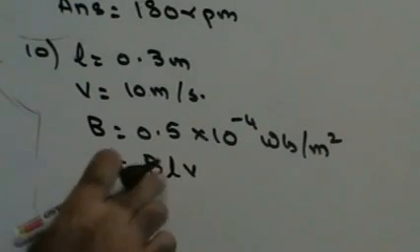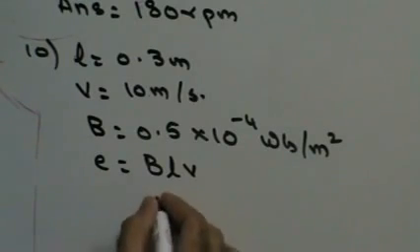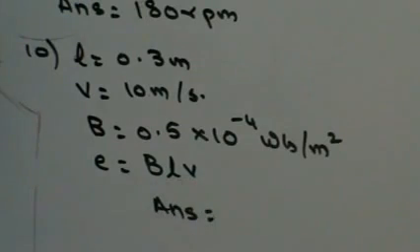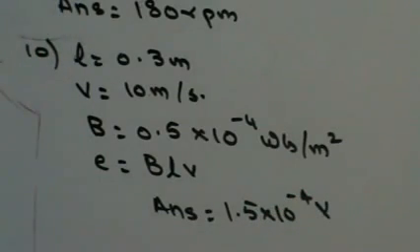EMF induced in the conductor is BLV: magnetic field, length and the velocity with which it is moving. You should get the answer for this straightforward simple sum. The answer should be 1.5 into 10 raised to minus 4 volts. Next, let's see another sum guys.